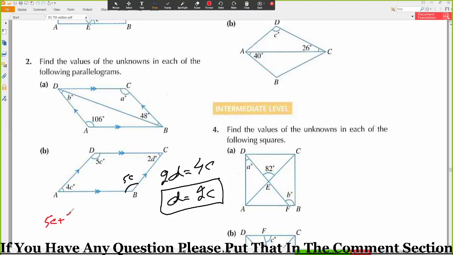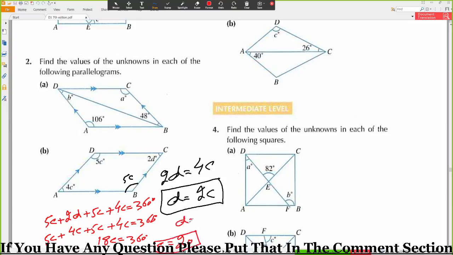5C plus 2D plus 5C plus 4C is equal to 360 degrees. Now we will substitute the D value. So this will be 5C. Instead of D, put this 2C value. So this will be 4C plus 5C plus 4C is equal to 360 degrees. So 18C will be equal to 360 degrees. So C will be equal to 360 divided by 18. That will be equal to 20. So if C is 20, then D will be equal to 40. 2 times 20 is equal to 40. Got it? Yeah.